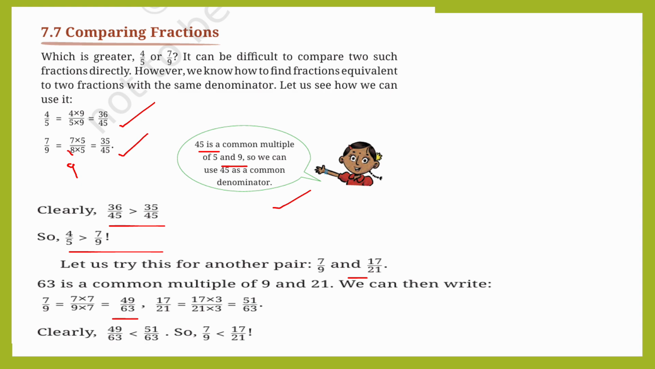17 into 3 is 51. Then 21 into 3 is 63. The denominators are the same, so we can compare easily. 49 by 63 is less than 51 by 63. So 7 by 9 is less than 17 by 21.